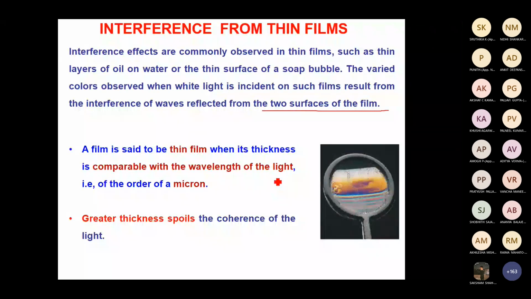Why does thickness play a crucial role? I have already given the answer here: the greater thickness spoils the coherence of light. I would like to know why, what actually happens when you increase the thickness. So it will become a two-source interference.